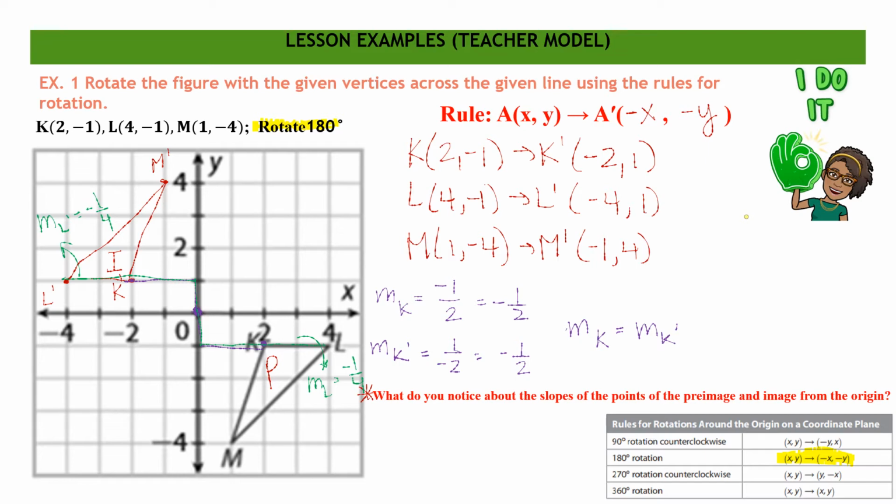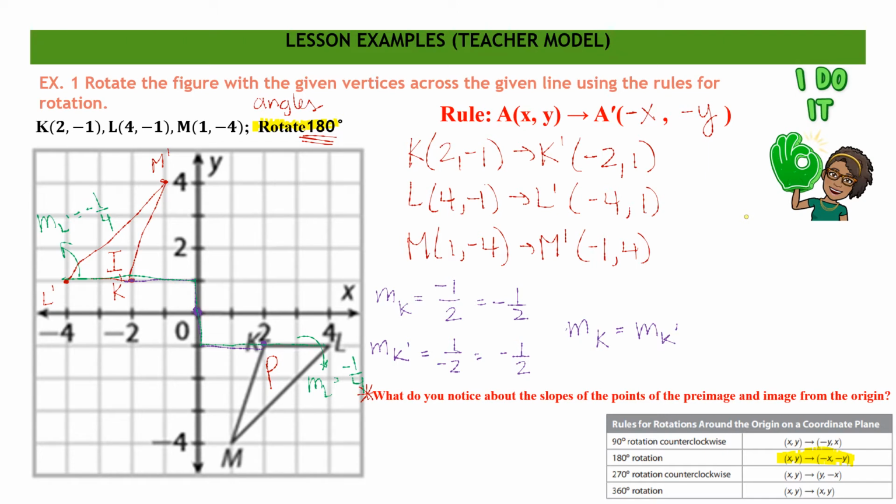And that makes sense because if I'm looking at 180 degrees, remember back from lesson 1, anything that is 180 degrees means that it is a straight angle. And how do we define rotations? We define rotations by angles.